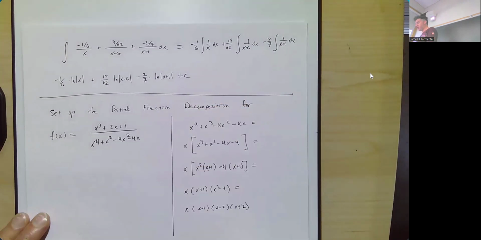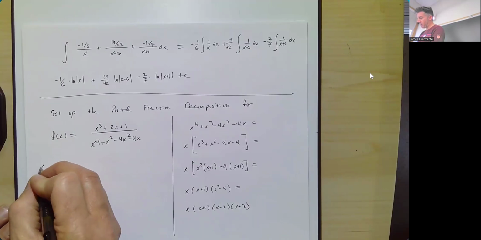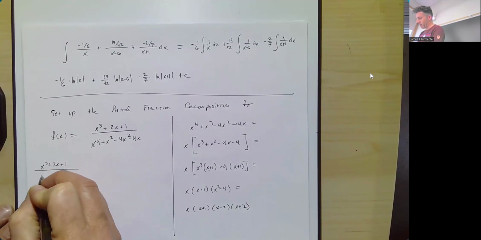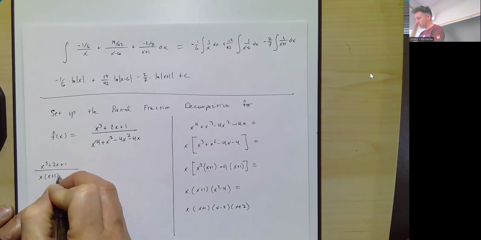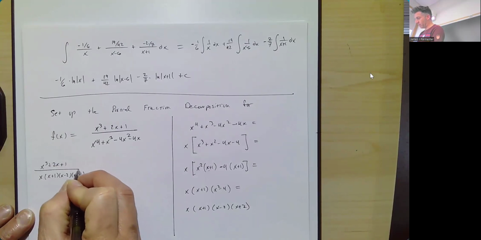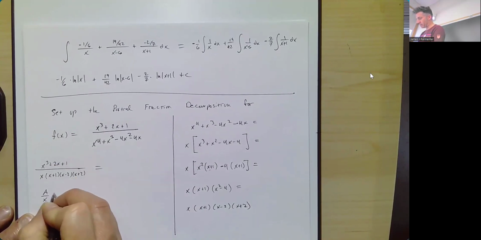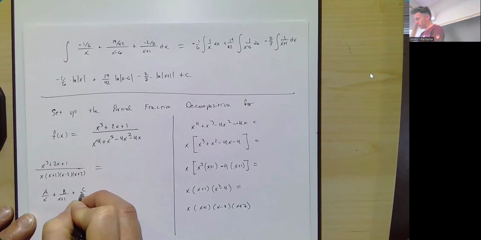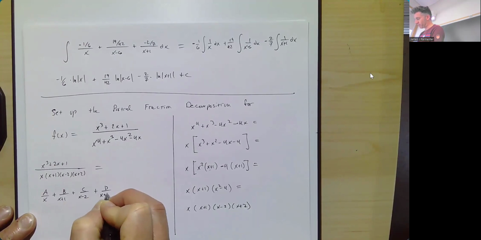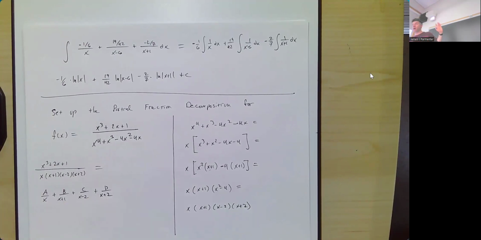Which means we could then set up our partial fraction decomposition as x cubed plus 2x plus 1 over x times x plus 1 times x minus 2 times x plus 2. And it would just be equal to a over x plus b over x plus 1 plus c over x minus 2 plus d over x plus 2. And that's all there is to setting it up. Right? They didn't say solve it. They just said set up the partial fraction decomposition. Okay. The reason why I'm emphasizing this is because as long as each factor is raised to the first power, you got no issues. Everything's just nice and what you would expect to see.